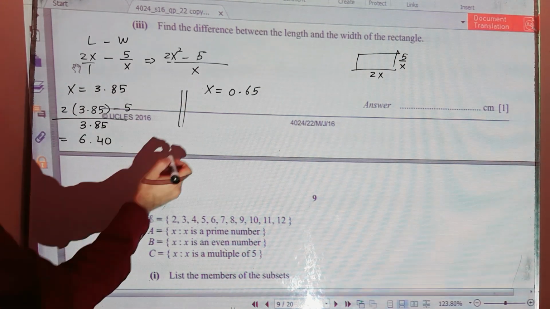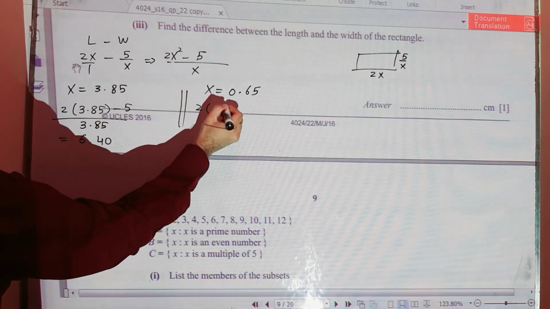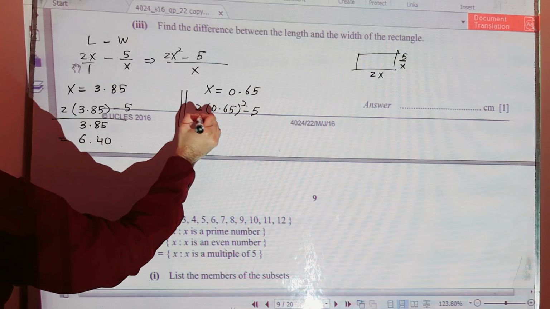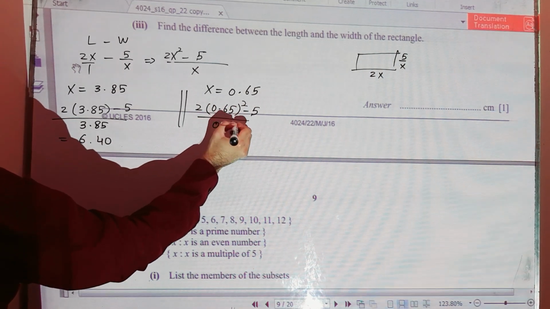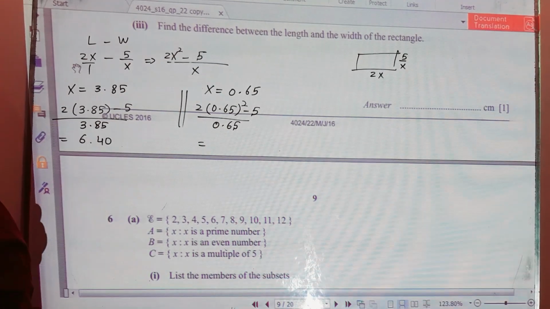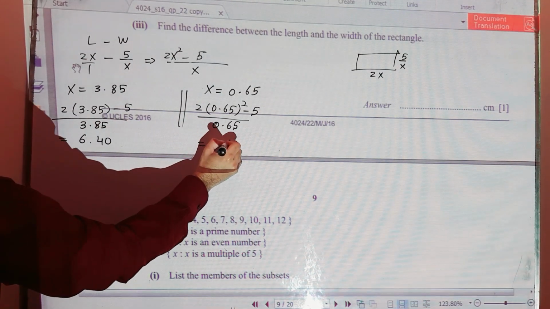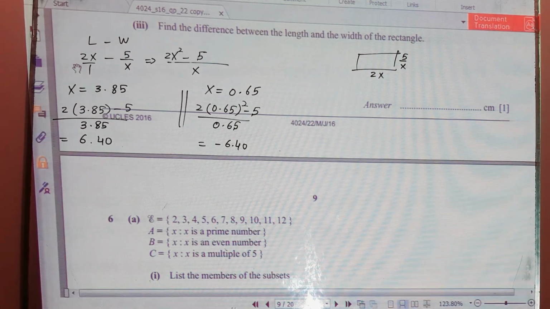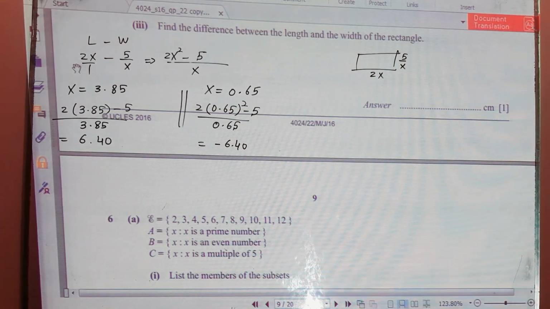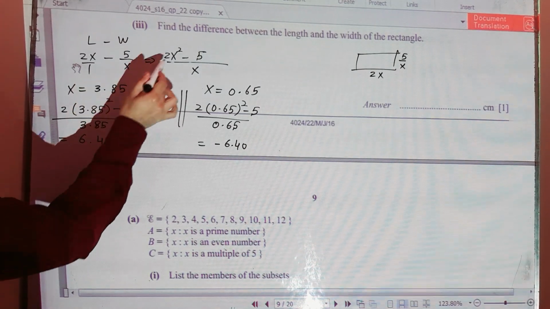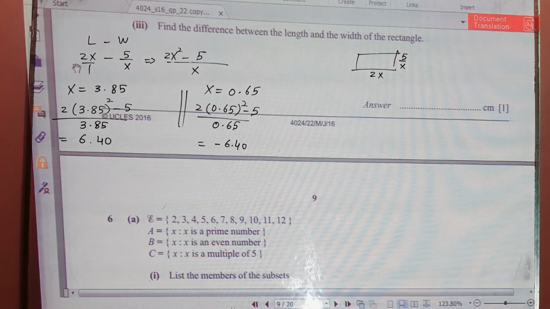However, in this case, 2x square, where x is 0.65 square, minus 5 over 0.65. Using x equal to 0.65 in this expression will give you minus 6.40 for this part. Just one thing over here, I missed a square. x square is 3.85 square.